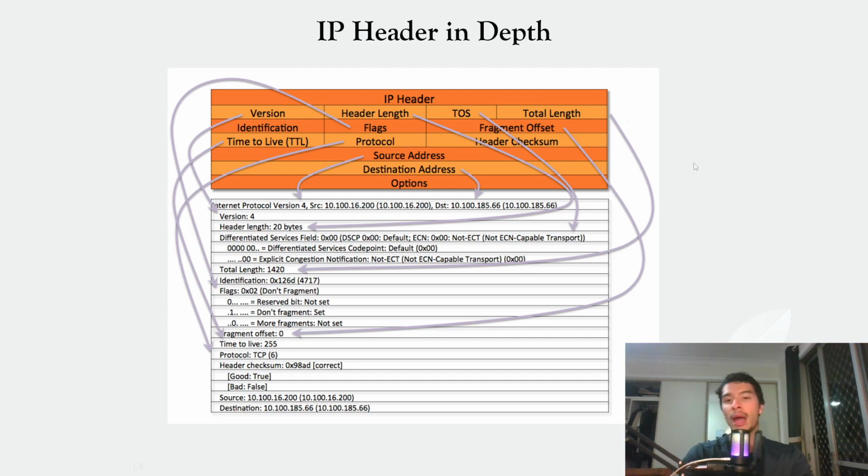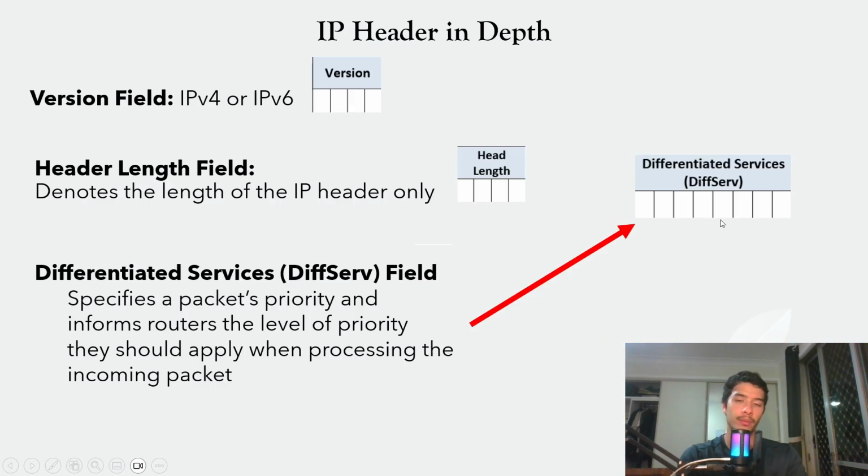Now, we're analyzing it through this visualization because on a computer you do use this visualization, but we're going to be using this one up here at the top. IPv4, IPv6, that's in the version field. The header length field is responsible for the length of the header only. You've got the differentiated services field, which specifies priority and informs routers the level of priority they should process the incoming packet.